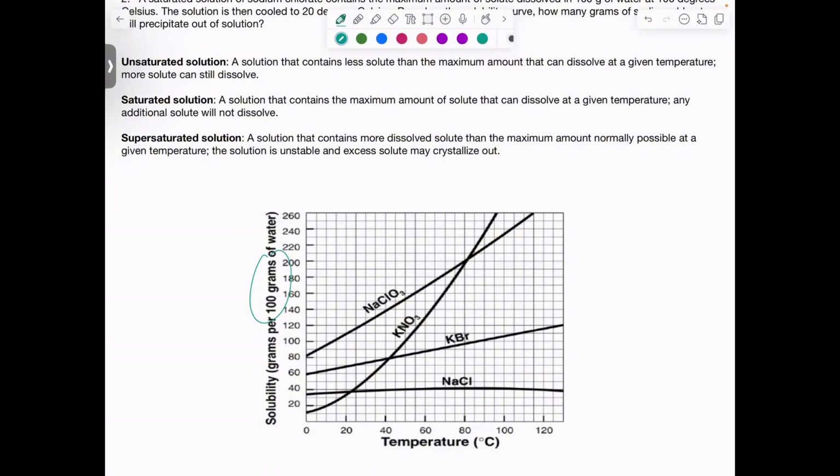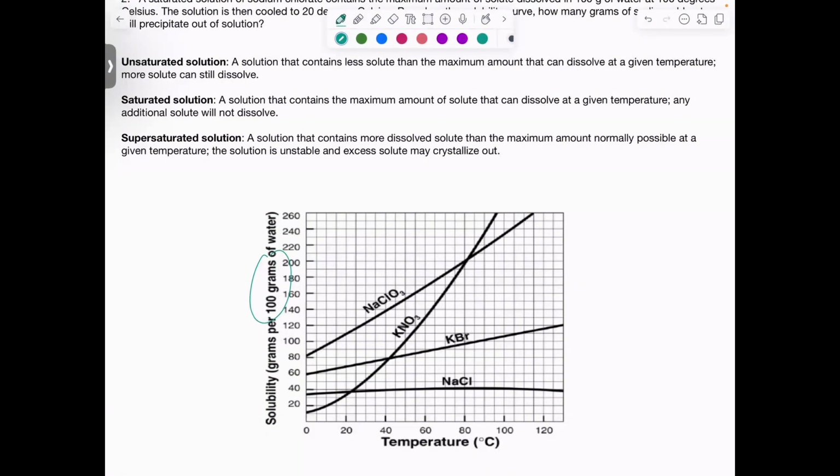And you'll notice we have sodium chlorate, potassium nitrate, potassium bromide, sodium chloride. And as temperatures increase, they each have their own characteristic way of behaving and either taking in more solute at a higher rate or possibly not, depending on how steep that line is.